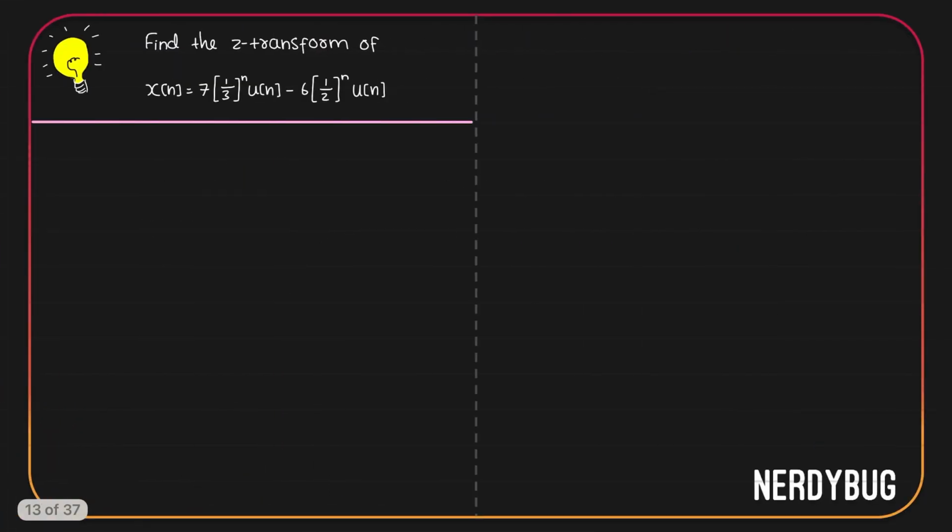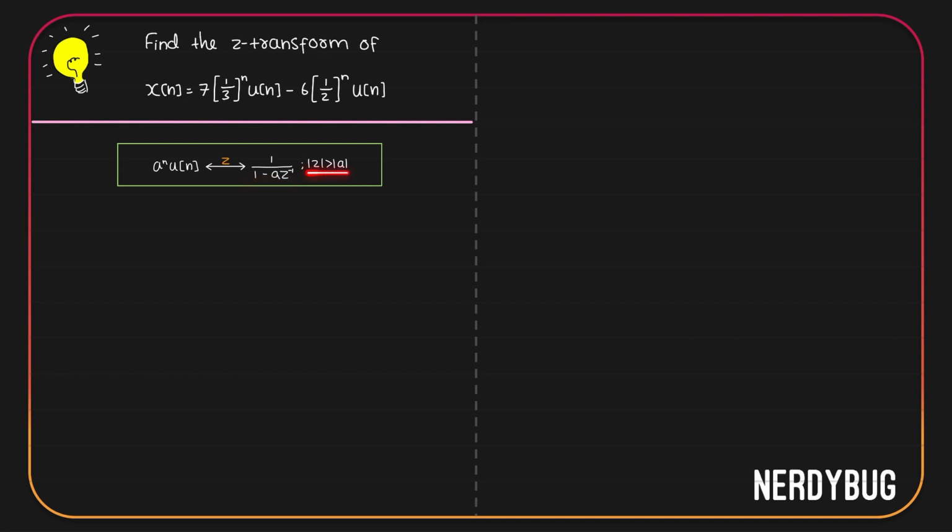Let us now solve a problem based on what we learned. We have to find the Z transform of x of n, which is 7 times 1 by 3 raised to n u of n minus 6 times 1 by 2 raised to n u of n. Let us use the result that we learned. Z transform of a raised to n u of n is 1 by 1 minus a z inverse, and magnitude of z should be greater than magnitude of a. Using linearity property, we can find the z transform of both these terms separately.